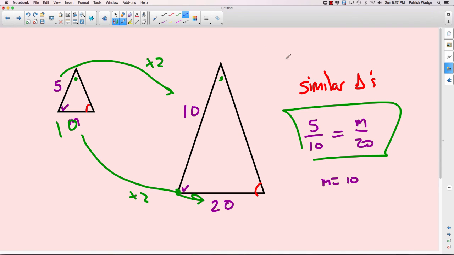Similar triangles are the ones where you're making sure that all the angles are the same. Basically, you're looking for angle, angle, angle, AAA. And if you have that, then you can start using these proportions like we did before.